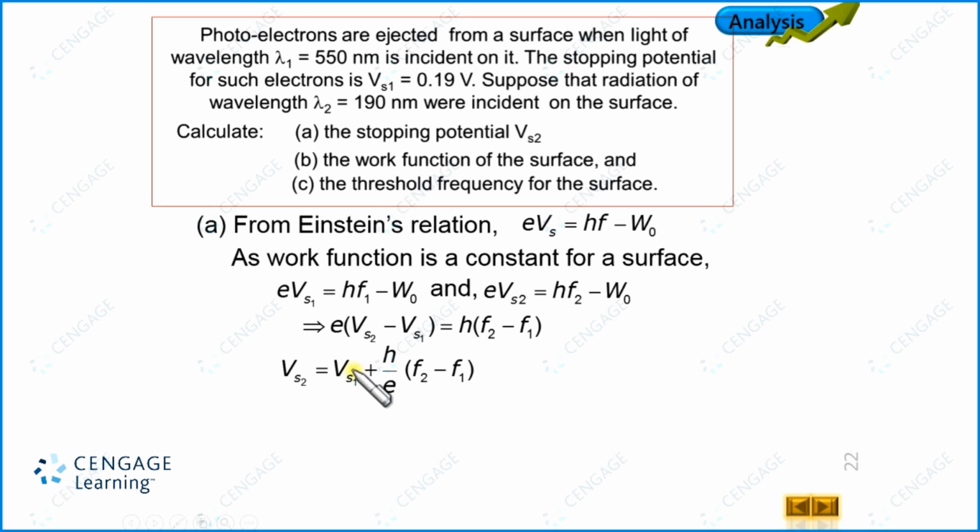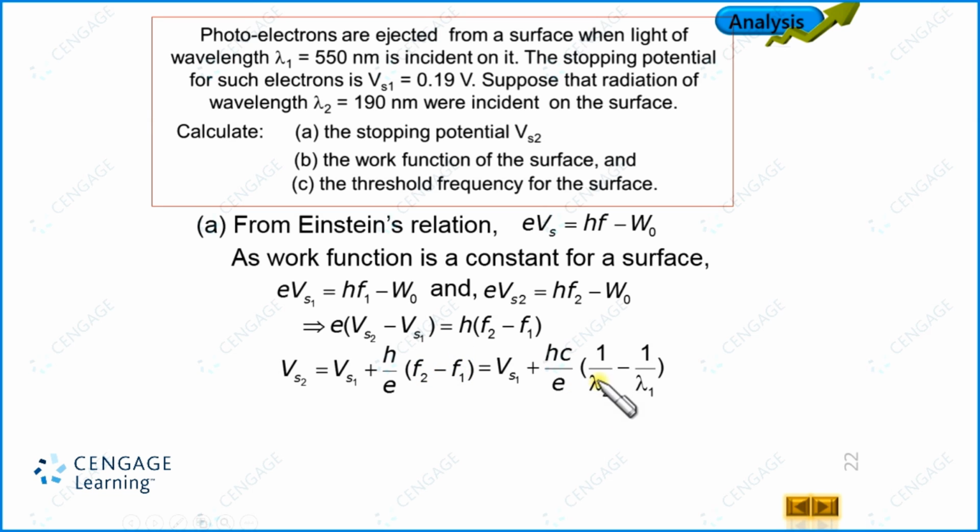Now we know the value of Vs1, we know the Planck constant, and we know the value of e, and we know the values of f1 and f2. We can find the values of f1 and f2 if we know the values of lambda 1 and lambda 2. So it will be better to change this frequency in terms of the wavelength. So here we can write this equation as Vs2 equal to Vs1 plus hc divided by e, in bracket 1 by lambda 2 minus 1 by lambda 1, like this.